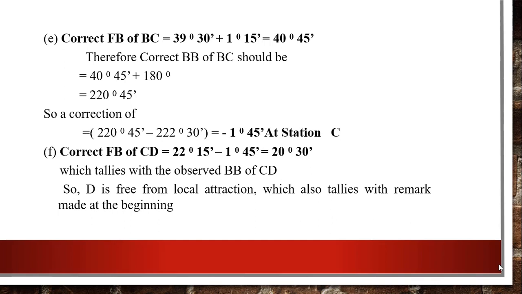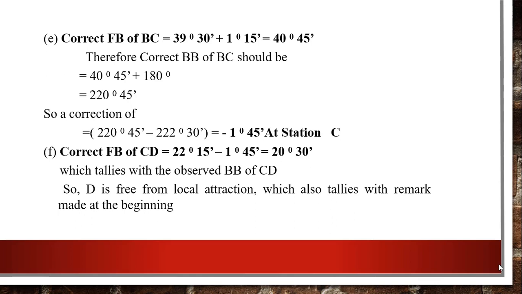As the forebearing is less than 180 degree, you have to add 180 degree for getting the back bearing of BC. Therefore the corrected back bearing of BC should be obtained as 40 degree 45 minutes plus 180 degree, equal to 220 degree 45 minutes.